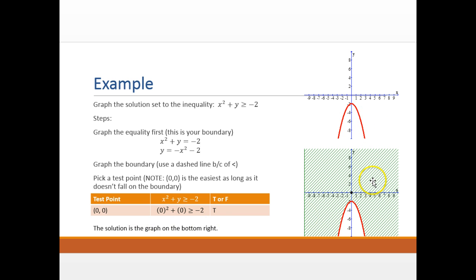And again, I'm going to pick a test point, (0, 0), because it is not on the graph. So is 0 plus 0 greater than or equal to negative 2? This is a true statement. So this parabola is facing downward, so I'm going to shade the top part, away from this parabola.